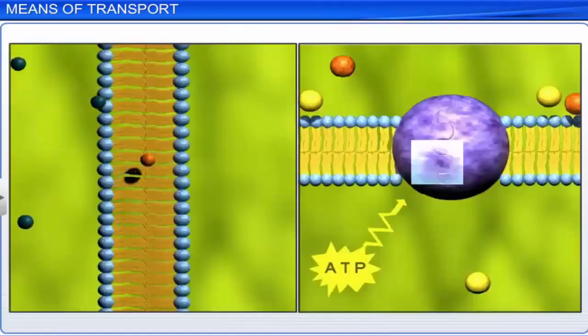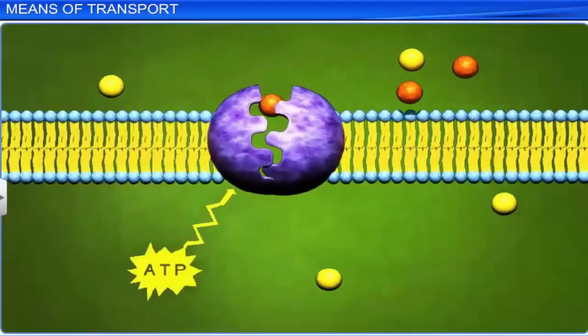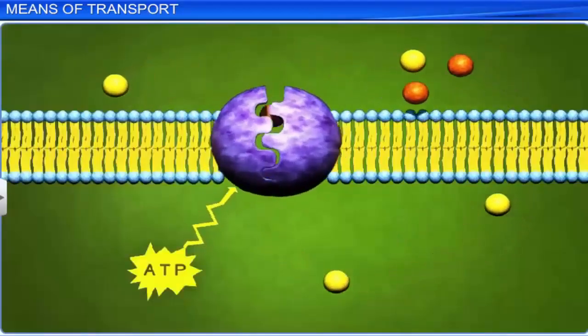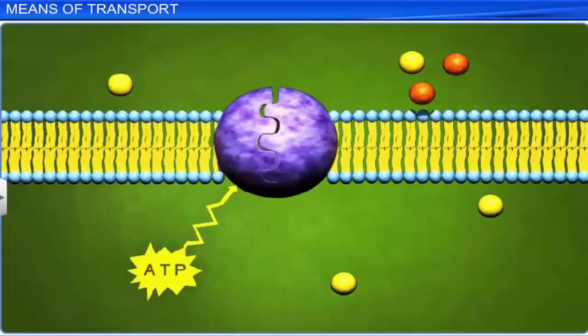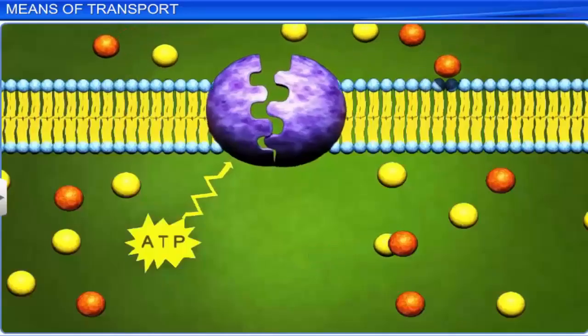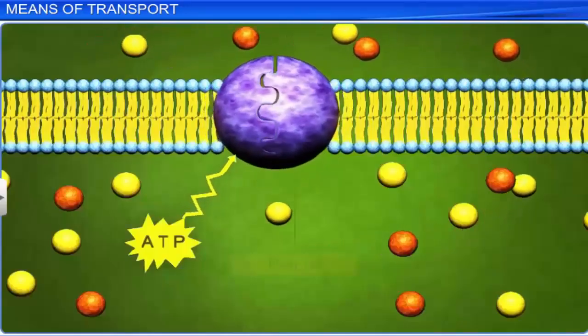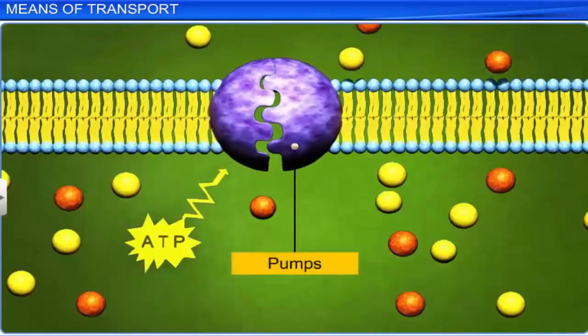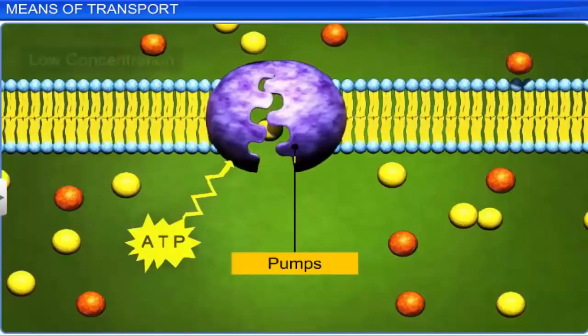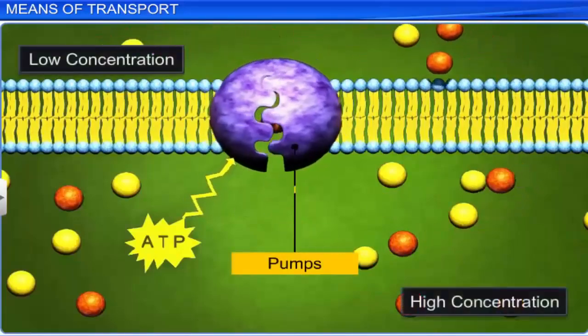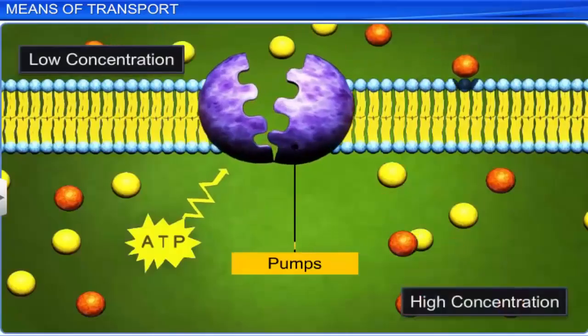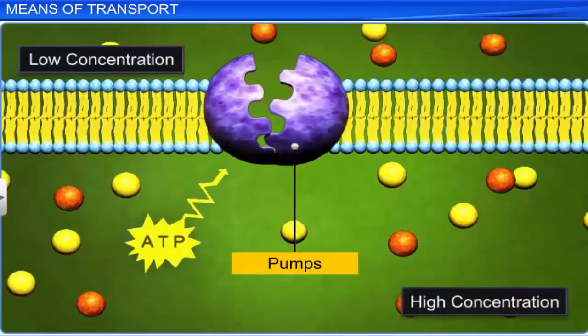Unlike diffusion, active transport requires energy to move molecules against the concentration gradient. It is carried out by membrane proteins that use energy. These proteins, called pumps, can also transport substances from low concentration to high concentration, which is taken to be uphill transport.